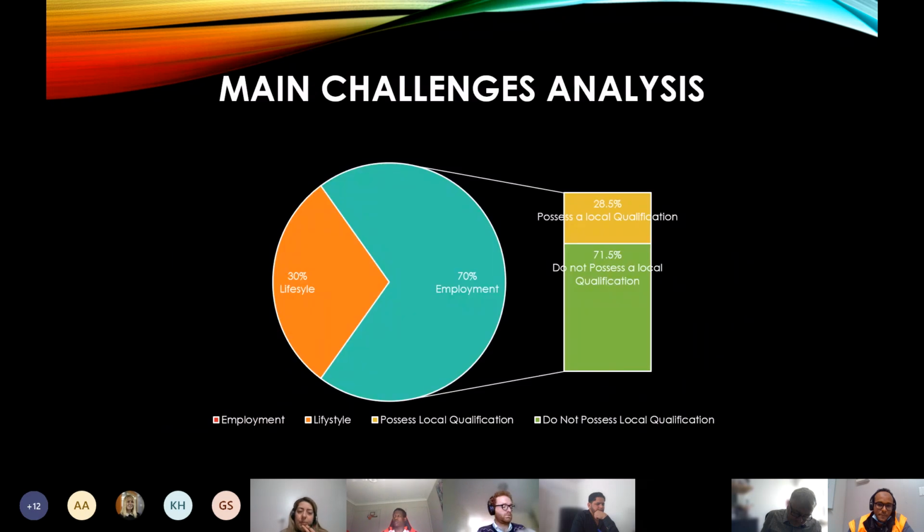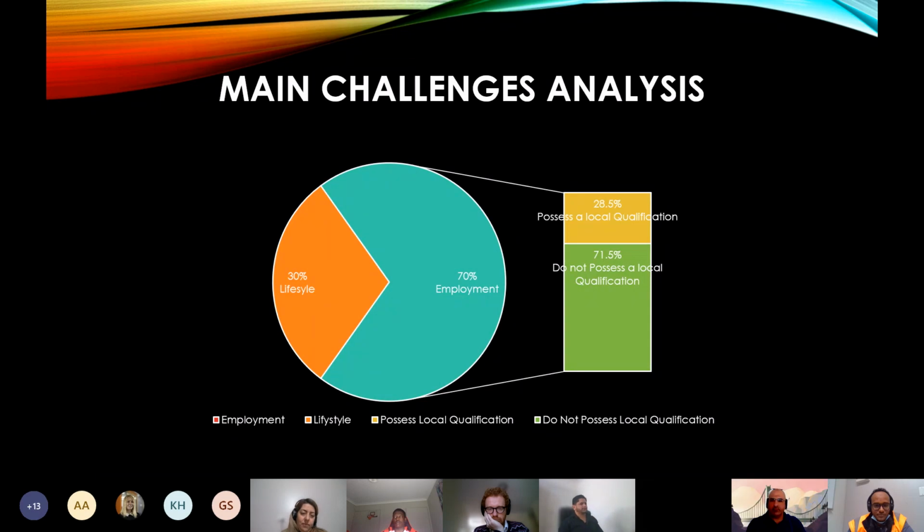Moving next, we asked our participants what were the main challenges they faced after arriving here. 30% of them expressed challenges relating to lifestyle, with 70% indicating that it was employment. Now, when we looked closer into that 70%, and we asked those participants if they had a local qualification that related to their field, 28.5% indicated that yes, they did have the qualification, and over 70% indicated that they did not have a qualification that related to their field.